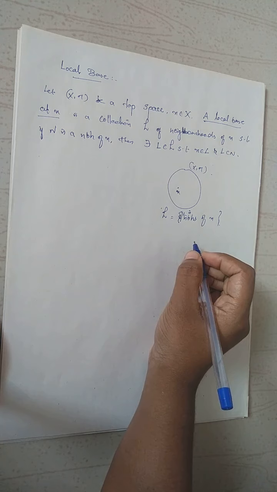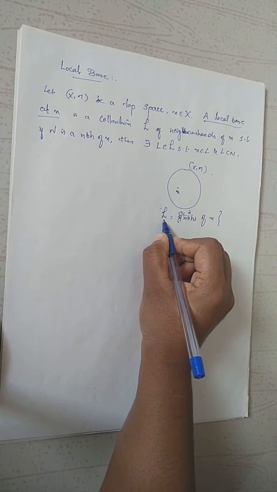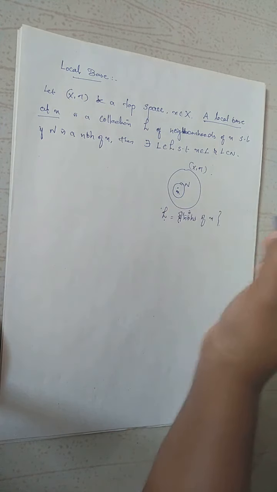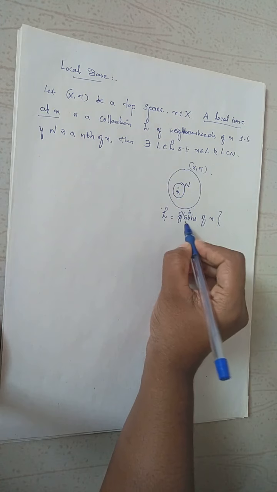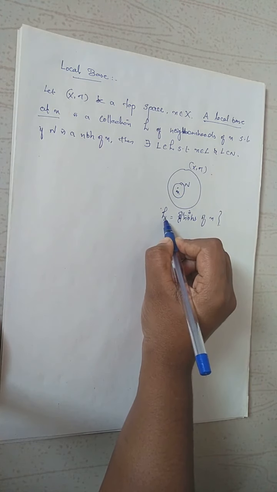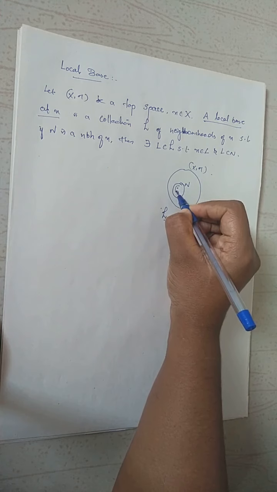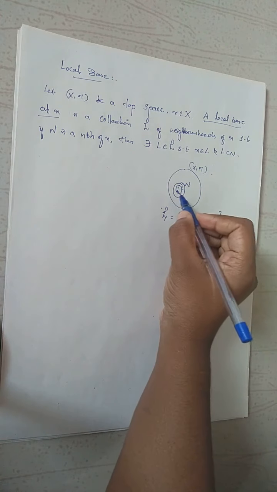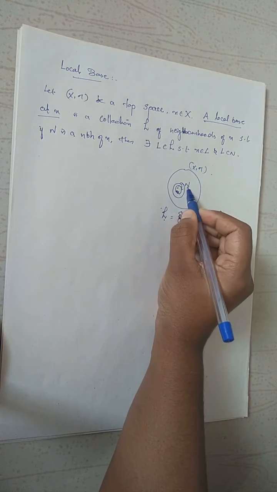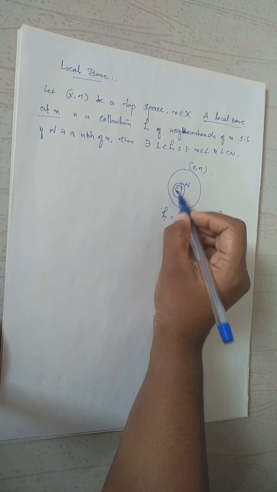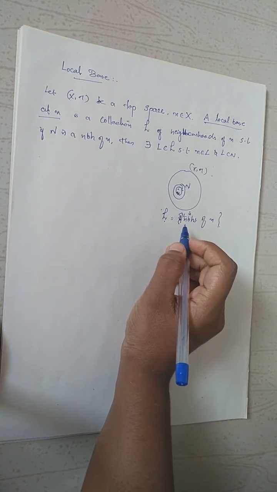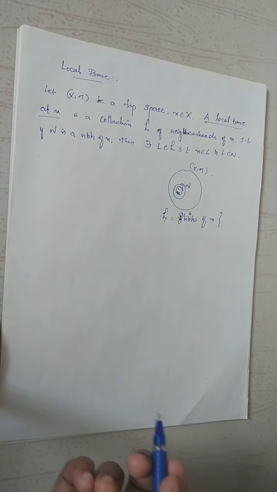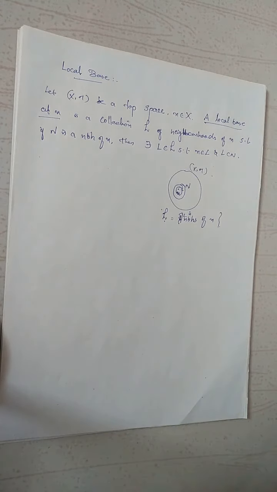Now this collection is called a local base at x if we consider any arbitrary neighborhood N of x, then there is an element L in script L such that x belongs to L and that L is contained in N. That means in between the point and any neighborhood N, there is an element from script L. So that script L can be called a local base at x. This is the definition of local base.